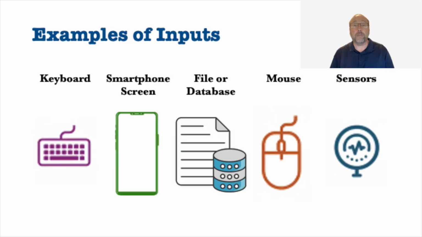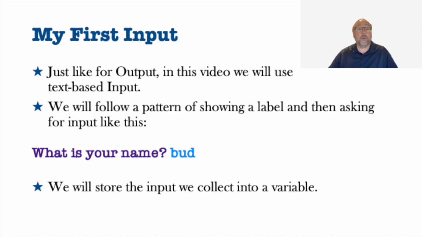It's time now to learn about inputs. Just like when we talked about outputs, inputs are all over in our lives. The keyboard that you might be using watching this video, when you swipe your finger across your smartphone, files and databases like we talked about in outputs, a mouse, sensors like a smart thermostat, or the thing that tells you when somebody's at your front door. All of those are different kinds of sensors, and there are a lot more in addition to that. So just like in output, for input, we're going to use a simplified way of gathering input that is text-based, and specifically from your keyboard.